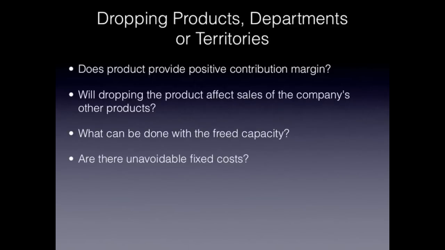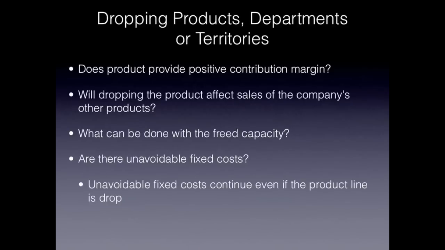Are there any unavoidable fixed cost? Unavoidable, that means that we can't get rid of them. They're going to be there whether we drop this product or this department or this territory or not. They're unavoidable. They're going to remain there. They will just shift from one product to our remaining products. And then we need to look at, are there avoidable fixed cost? So if we're deciding whether to drop a product line, are there fixed costs that will actually go away if we get rid of that product line?